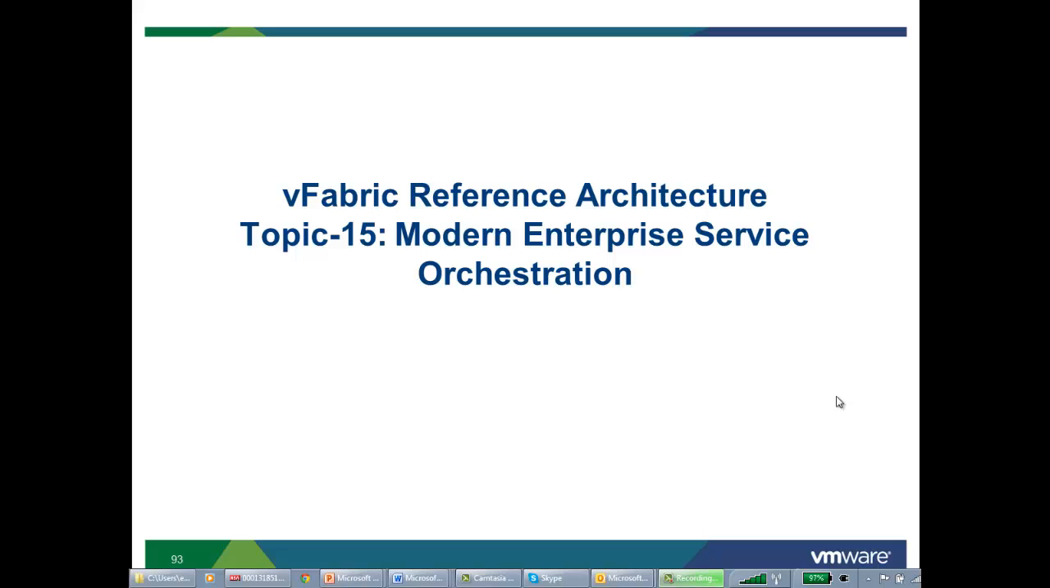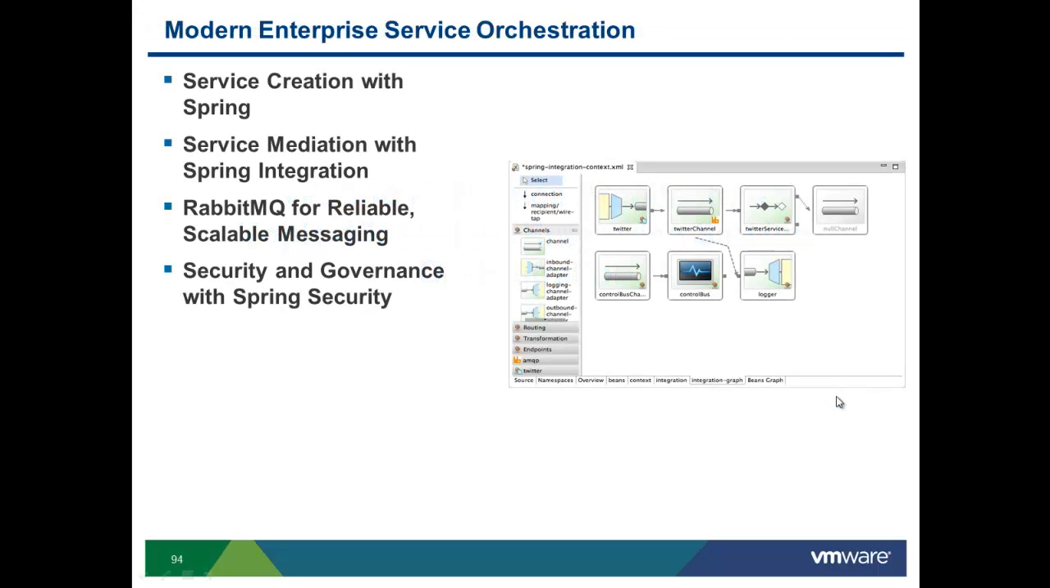vFabric Reference Architecture, Topic 15, Modern Enterprise Service Orchestration. Modern enterprise service orchestration can be built by leveraging service creation patterns within Spring, service mediation patterns within Spring Integration, and messaging patterns within RabbitMQ to build reliable and scalable messaging. Also, security and governance can be implemented using Spring Security.